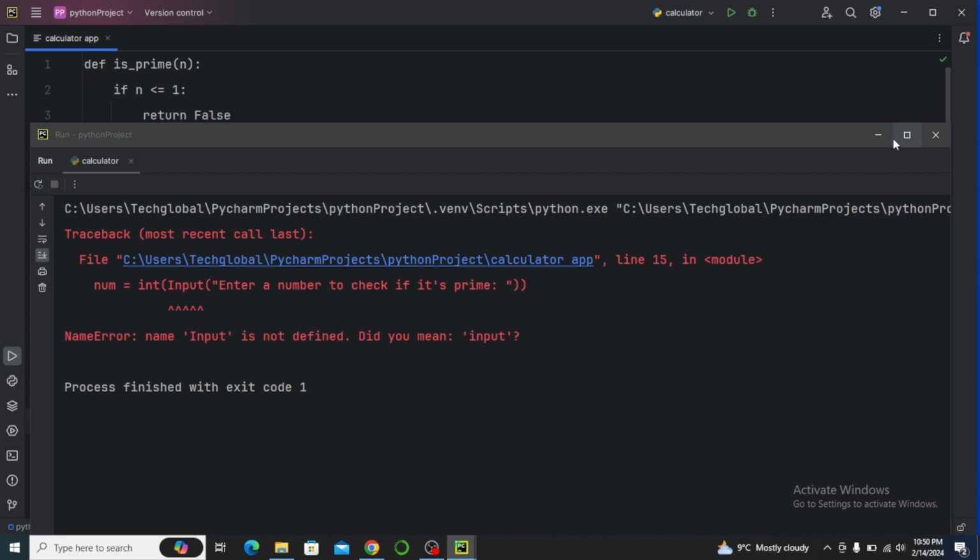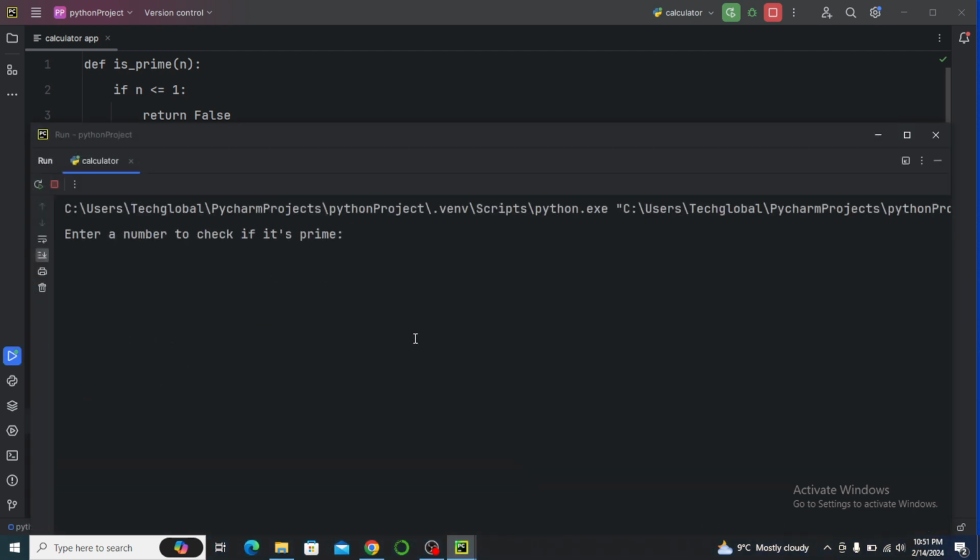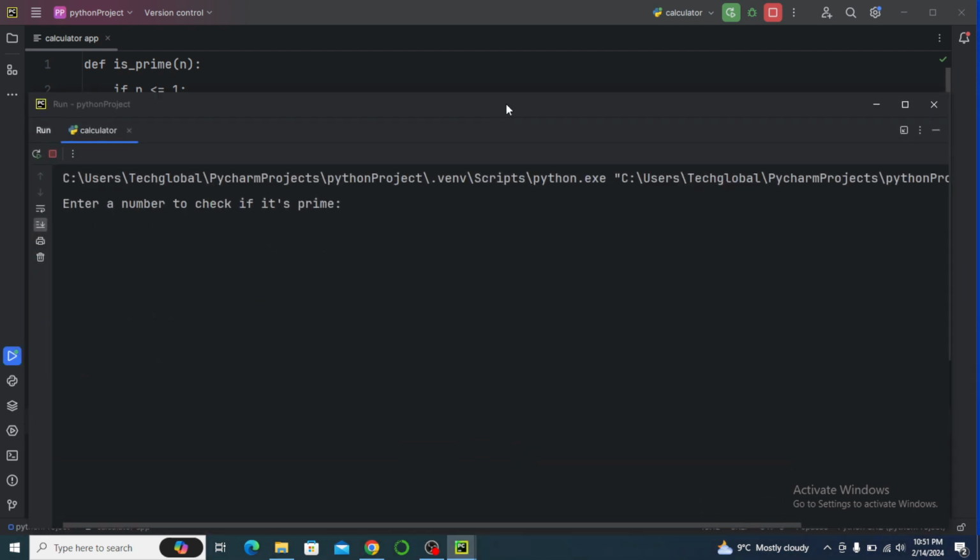Input. Seeing this problem with the input. Okay, I think I used a capital. Let's make it small so we can see if it's going to run properly this time around. Okay, now it's running properly. Now it says you should enter any number.